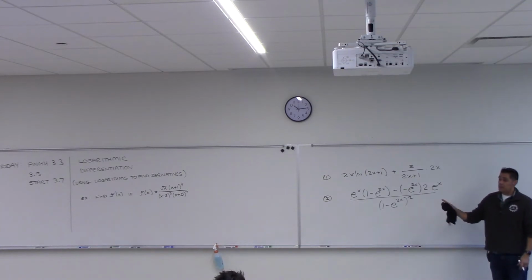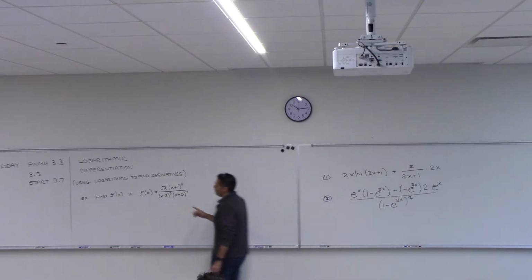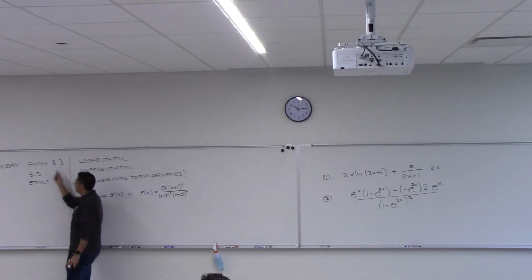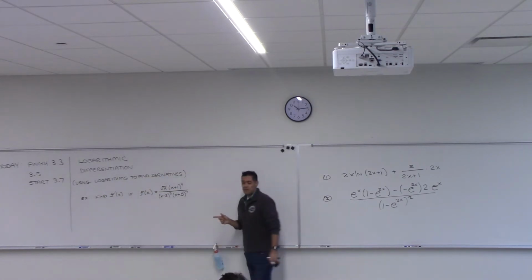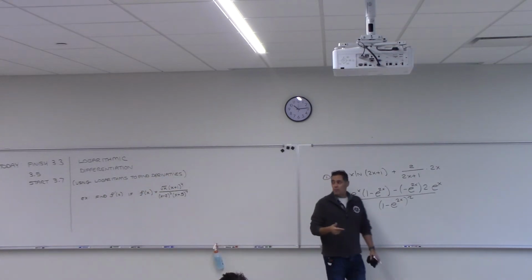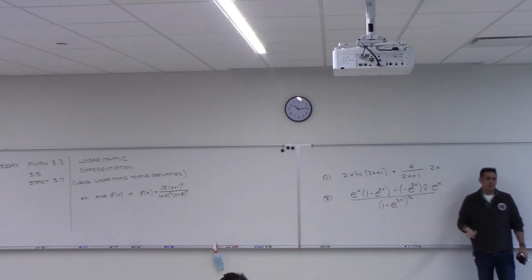So we're going to continue today with 3.3. We need to finish the section on logarithms and exponentials, talking specifically about this thing called logarithmic differentiation. Then we're going to cover 3.5. It's going to go really quick through 3.5. We're going to start 3.7. All right?